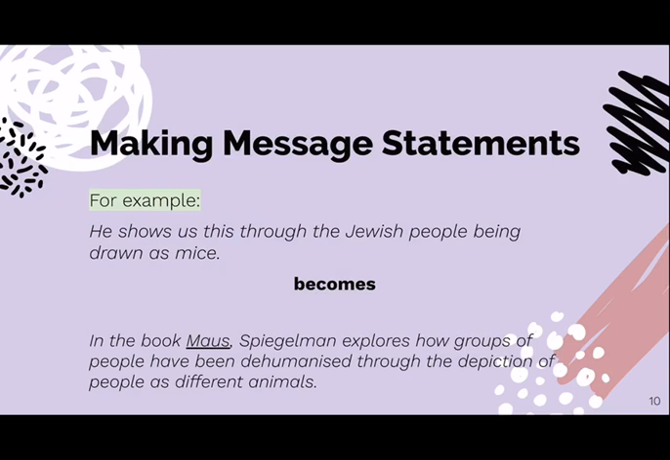So when we add in the author's name and an analytical verb and then add in that main idea, it becomes something like, in the book Maus, Spiegelman explores how groups of people have been dehumanized through the depiction of people as different animals. Now, the Jewish people being drawn as mice is kind of our example. So we want to make it less specific than that. So instead of Jewish people, I've just said people. And instead of mice, I've said different animals. Okay, because it doesn't limit us as much. And then we can use Jewish people being drawn as mice as our actual evidence.